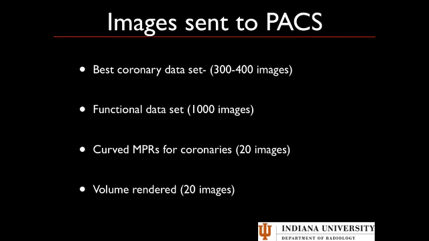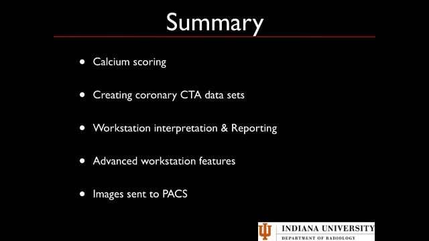You're going to have curved MPRs for the coronaries. You're probably going to have around 5 images, maybe more, per coronary vessel. So you're talking 20 or 30 images there. And then generally we always do make at least a volume rendered of the whole heart to just get an overall view. So you're going to have maybe 20 images there. So all in all, you're talking maybe 1,500 images that you're going to send to PACS and store.